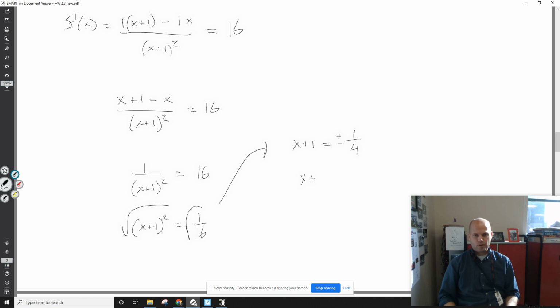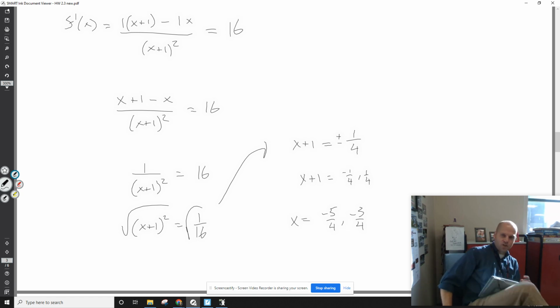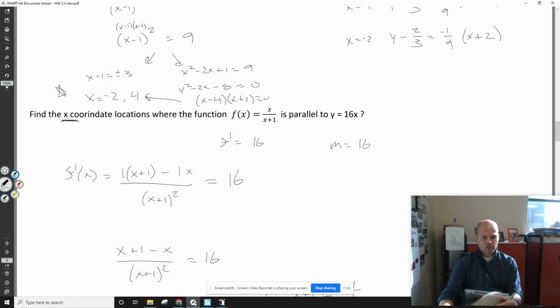Now I just have to figure out, if I have negative 1/4 or positive 1/4 and I solve for x, I subtract 1. What do I get? Well, subtract 4/4 from 1/4, you get negative 3/4. Subtract 4/4 from negative 1/4, you get negative 5/4. So those two x locations, we will have tangent slopes that equal 16. Let's see, does that make sense?